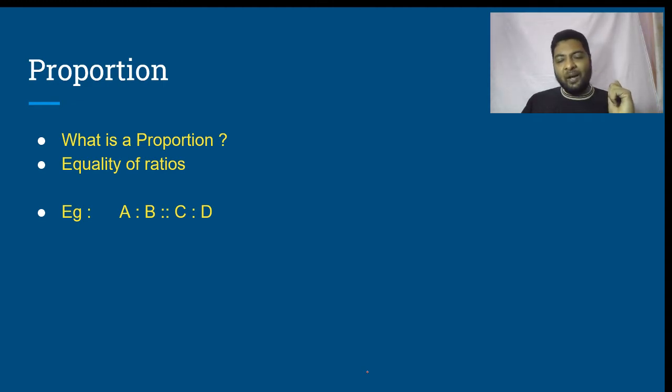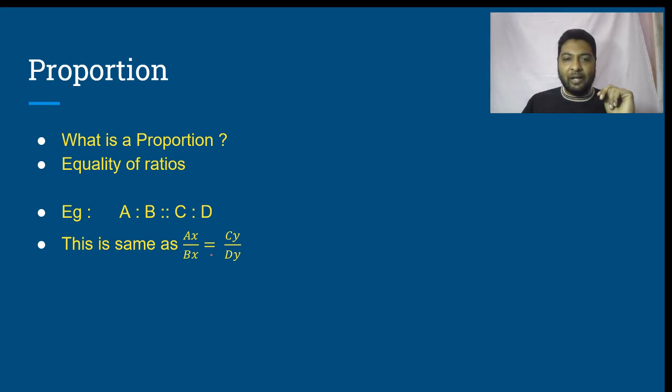Example, if I have two ratios, A is to B and C is to D, if both these ratios are equal, then we represent it as A is to B as C is to D. This is same as AX by BX is equal to CY by DY.